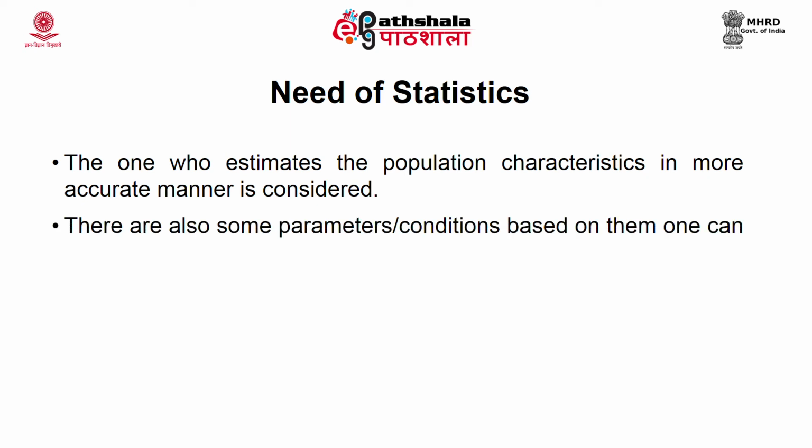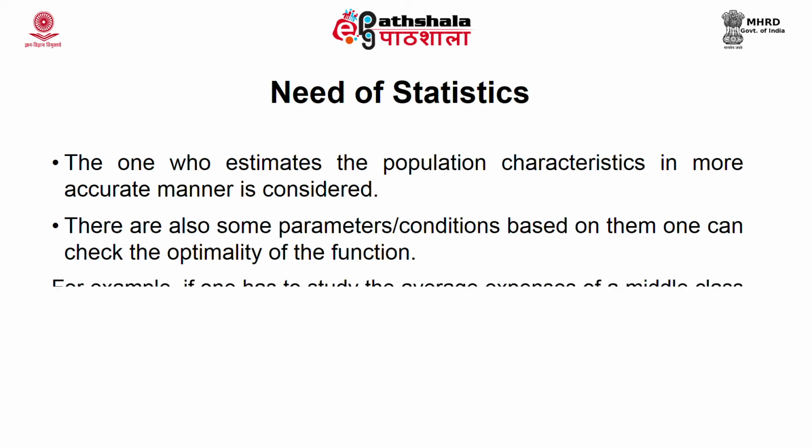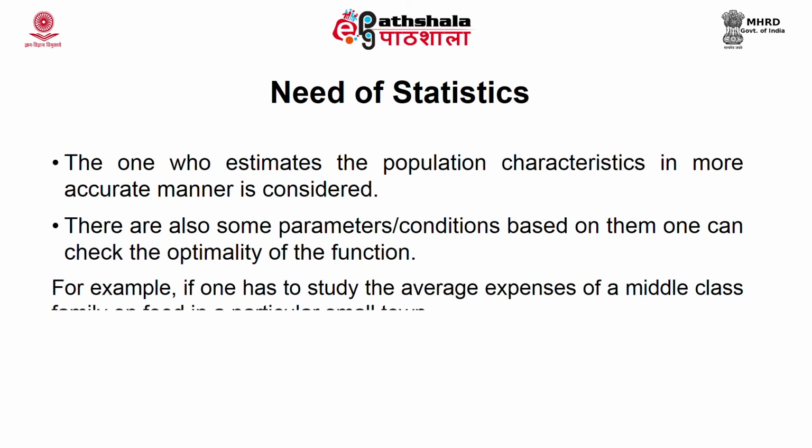There are some parameters, conditions. Based on them one can check the optimality of the function. For example, if we want to see what the average height of students in a college is, then we will consider the mean as the best estimator. So here our population parameter is the average height of a student in a college, and the statistic that we are using to estimate the average height of a student in a college is the mean.